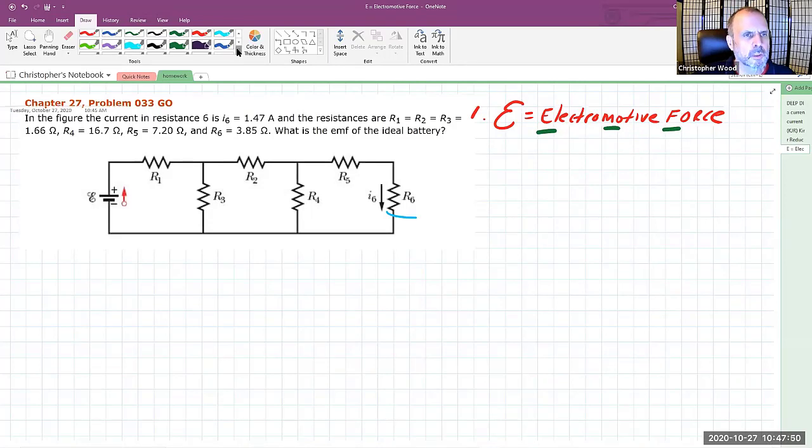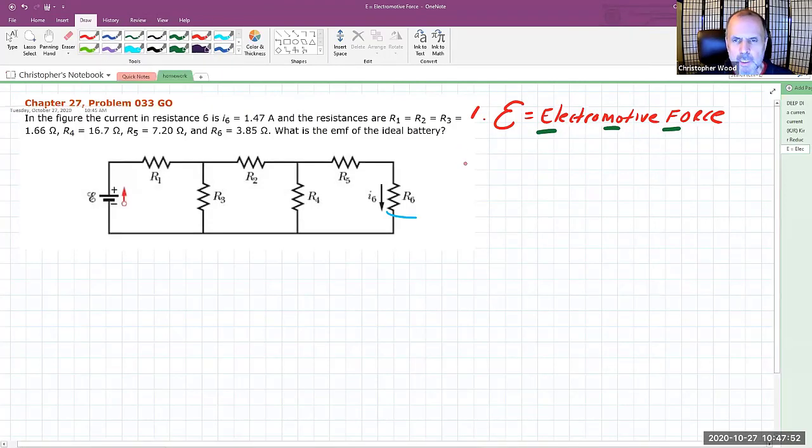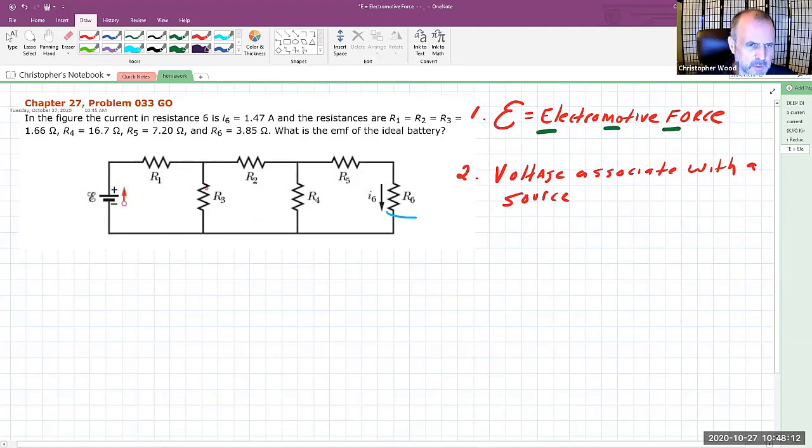EMF. Electromotive force is kind of an archaic term, but we still use it. It's basically voltage associated with a source. There are voltage drops across a resistor. If I look at R3 here, there's a voltage drop associated with R3. The voltage at the top of R3 is different from the voltage at the bottom of R3, so there's a voltage drop, or a voltage difference, across R3.